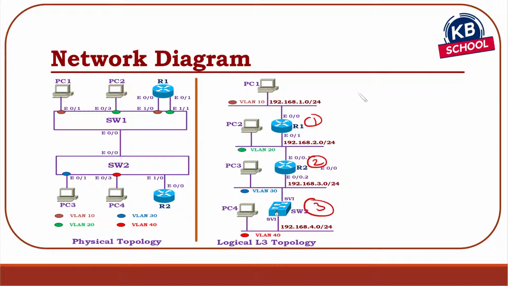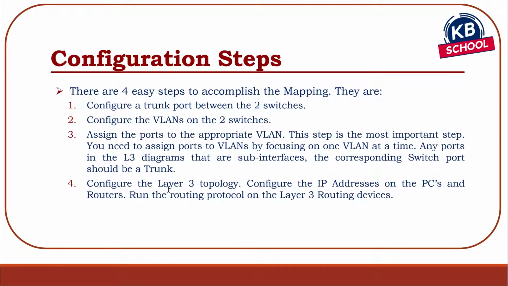And I'll show you how to do the physical to logical mapping. Again, to recap, what are the 4 steps? Oh, I've done 3 steps right now. The 4th step I haven't talked about. The 4th step is easy. Configure the layer 3 topology. Set the IP addresses and run a routing protocol so I can go from end to end. All right, that's the 4th step.